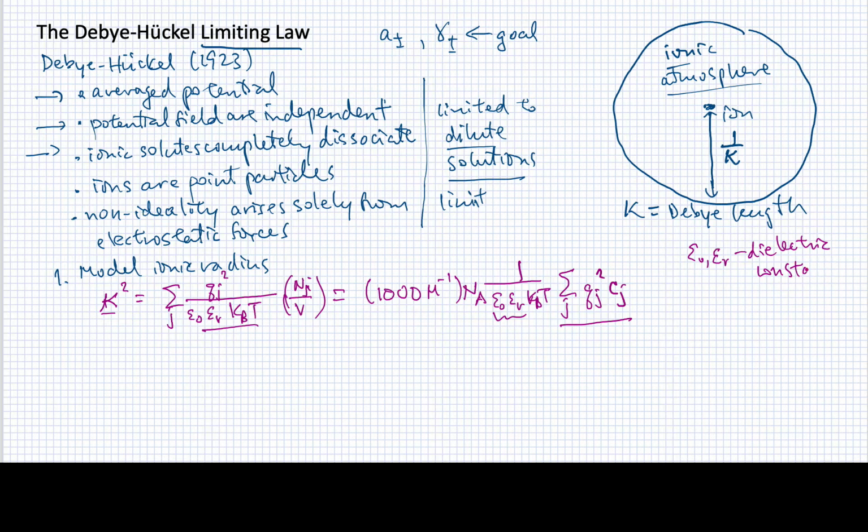So these are well-known constants. Epsilon 0 is for a vacuum, and epsilon r is the dielectric constant for the solvent. And for water, it's something like 78.5. I don't know off the top of my head what it is for a vacuum. And of course, this is also tied to the temperature via the Boltzmann constant times the temperature.